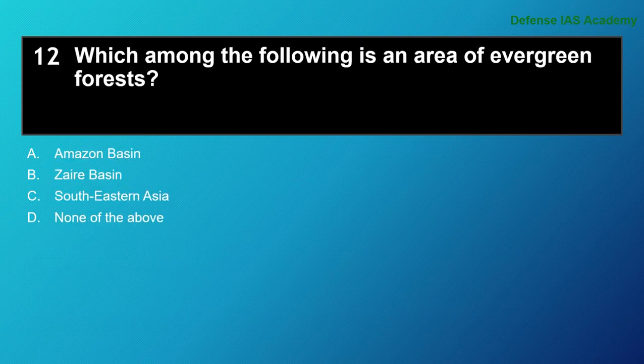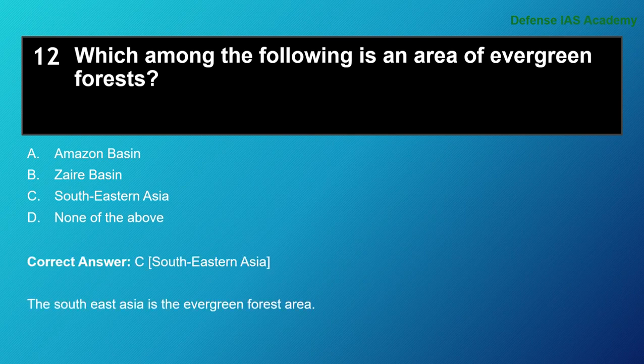Next question. Which among the following is an area of evergreen forest? The answer is option C, Southeast Asia. Option C is the correct answer. Southeast Asia is the evergreen forest area. They have evergreen trees and have a high rainfall as well. This is because they are located near the equator. There is no dry season in this area.